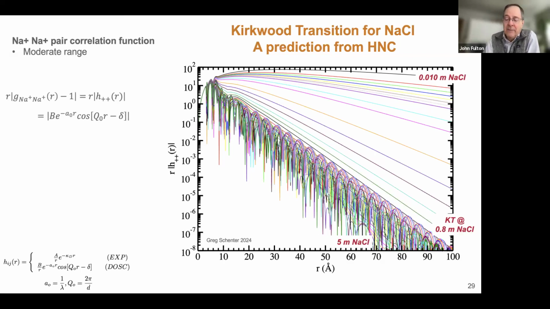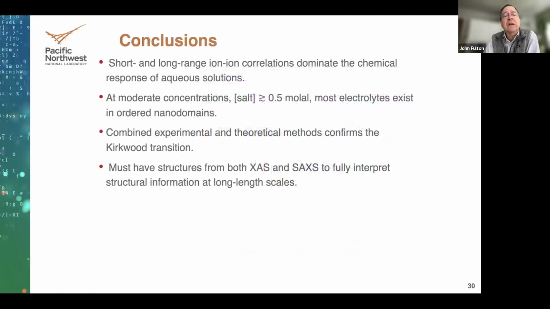So this would conclude my talk, and to note that if you want to look at the chemical response of any of these aqueous systems, you need to know not only the short range structure, but the long range structure. And in many electrolyte systems, at values very roughly around 0.5 molal, electrolytes exist in these ordered nanodomains. We've used a combination of experimental and theoretical methods to pinpoint the location of the Kirkwood transition.